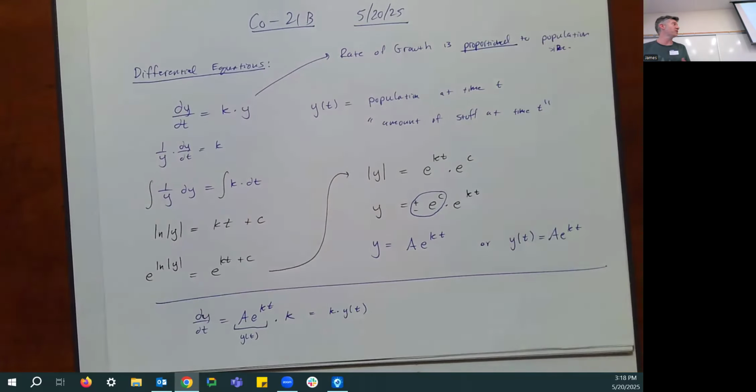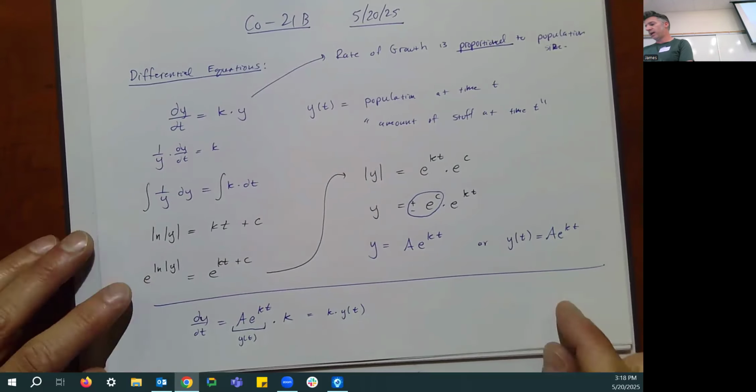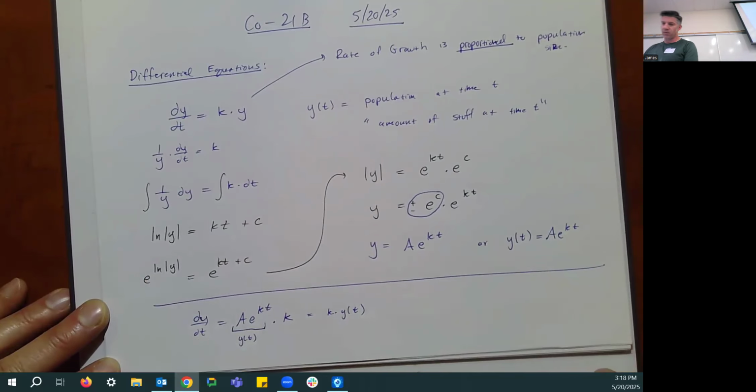So when the rate of growth is proportional to the population size, the population size can be modeled by exponential growth. We have an exponential model. That always happens. Let's take a quick journey aside here and then we'll come back to this.